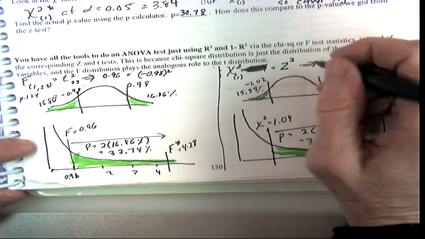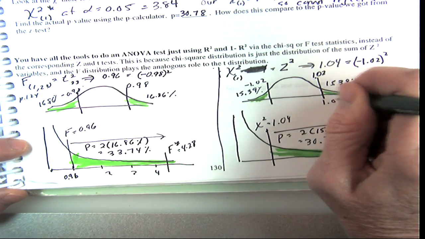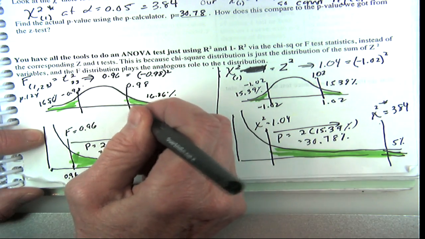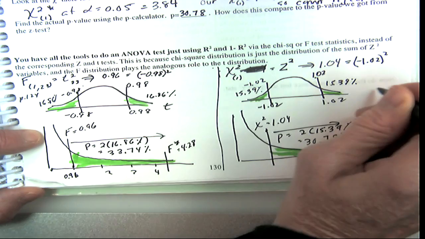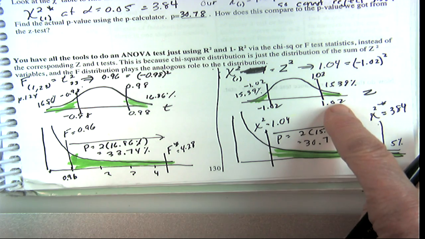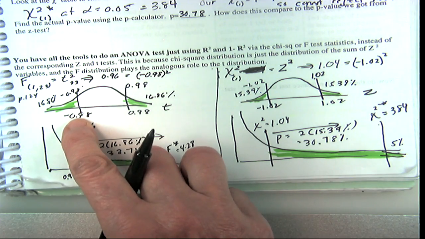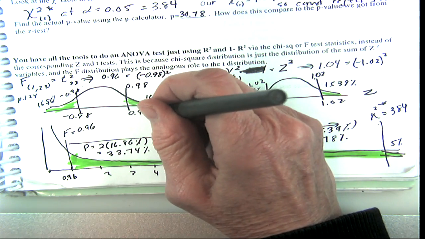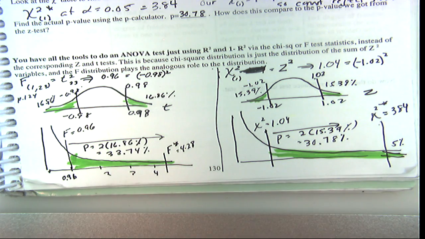This is between 1.02. So here, 1.02 and negative 1.02 in terms of z's. And this was 0.98 and negative 0.98. This is the t curve and this is the z curve. And then when you square that, you get your chi-square statistic. And when you square this one, either one, you get that. Okay, so that's the idea.